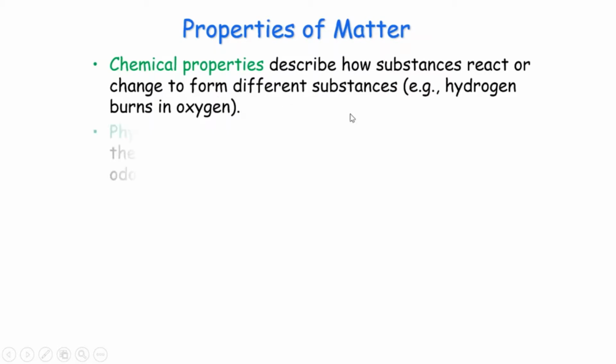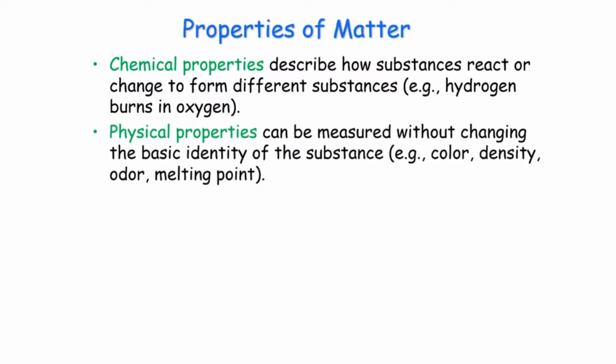So that's chemical properties. On the other hand, physical properties can be measured without changing the identity of the substances. What can be some of the physical properties? For example, the color of your shirt, density of water, melting point of a solid, and so on and so forth. So those are just physical properties. The identity of the substance is not affected, it's not changed by those physical properties.